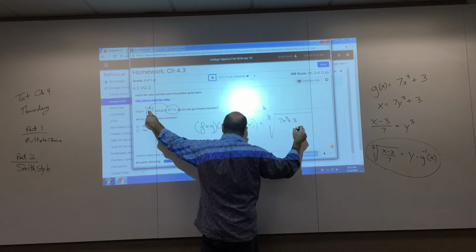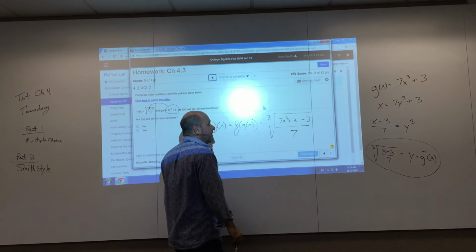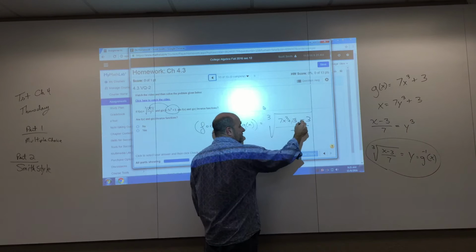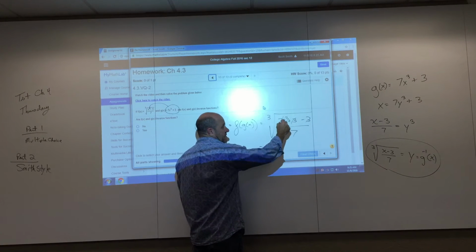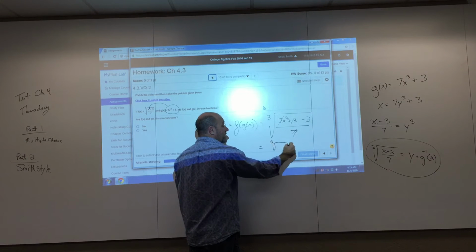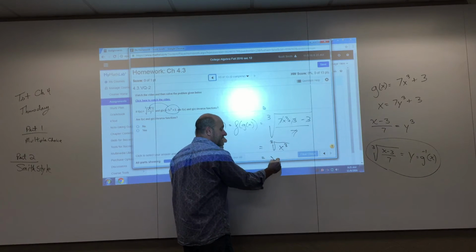That's plugged in for that x. There's a minus 3, and then there's a divided by 7. Now when you work this out, it's beautiful. The 3's cancel. The 7's cancel. I'm left with the cube root of x cubed. Can you tell me what the cube root of x cubed is? X. Good job. It's x.